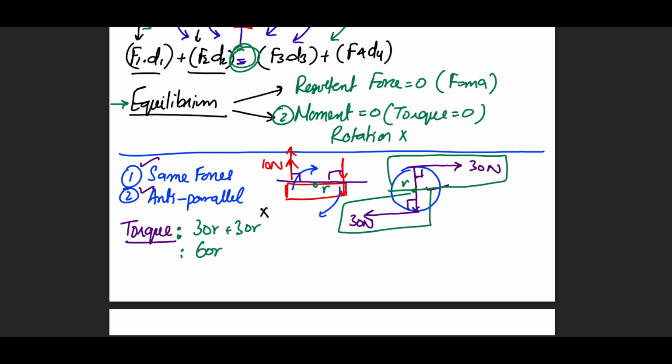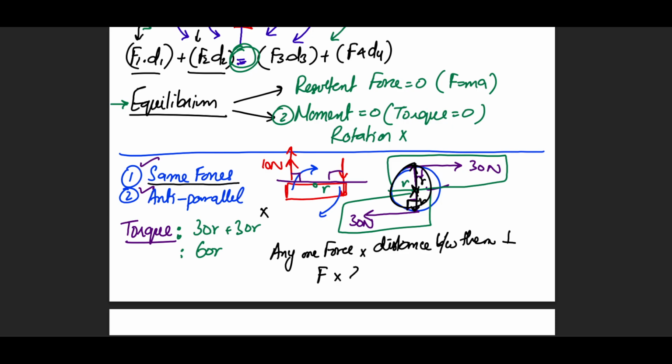So torque says that pick any one of the forces, because we know that they are the same forces, so it wouldn't matter. So pick any one of the forces and multiply that force with the distance between them, and most definitely we're talking about the perpendicular distance that is going to exist between them. So in this case, if we observe, that is R plus R. This is first R and this is second R. So this becomes F multiplied by 2R.